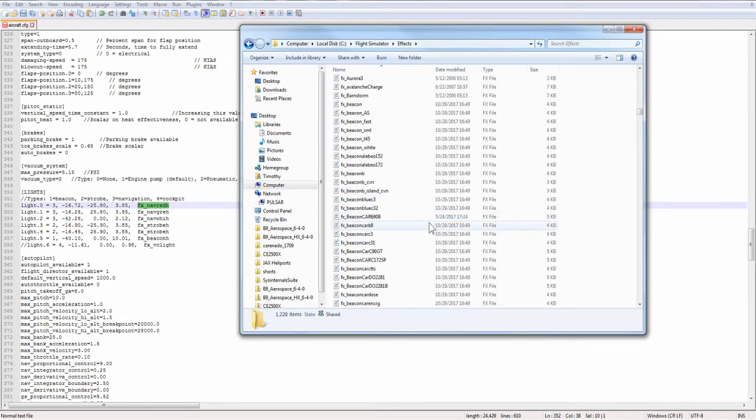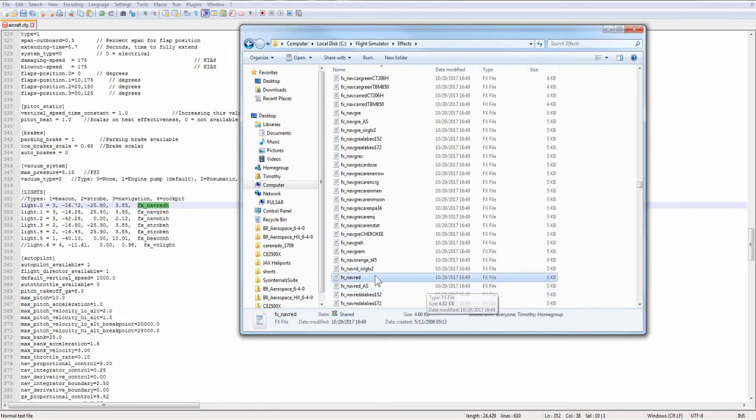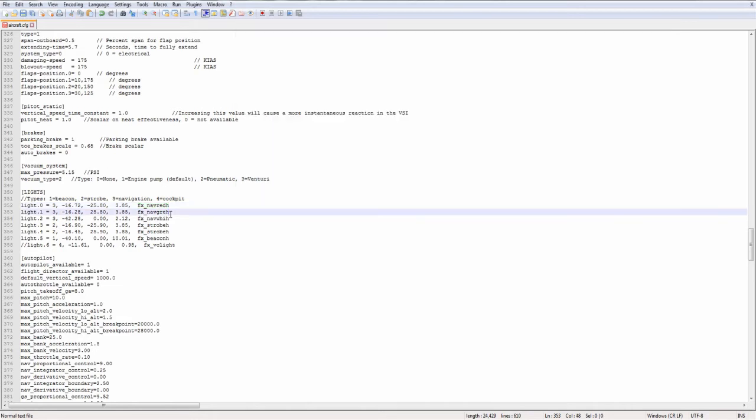That's FX nav red, and if we find it, FX nav red, right here it is. Now, effects files are actually also text files that can be opened with Notepad++, Notepad, or WordPad. As you can see, I have WordPad set to open on files like this. So you can actually do some pretty neat things with this.